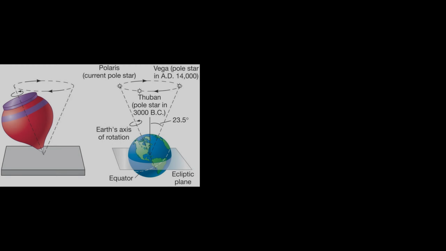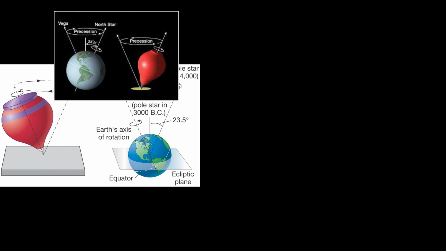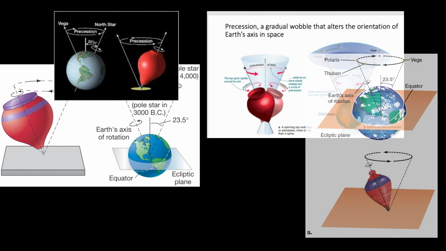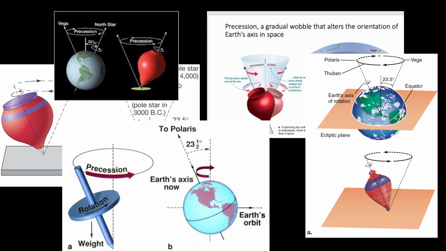You've seen images like this. A spinning top wobbles, so the spinning Earth must wobble. But they always forget to tell you that a gyroscope in space remains fixed due to the conservation of angular momentum. So just what's going on here?